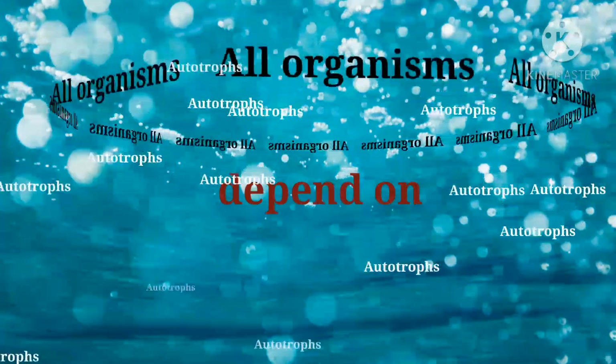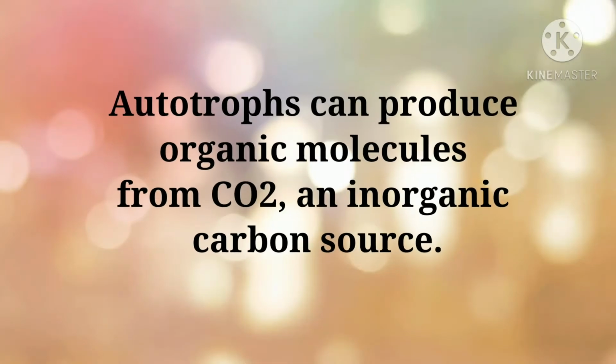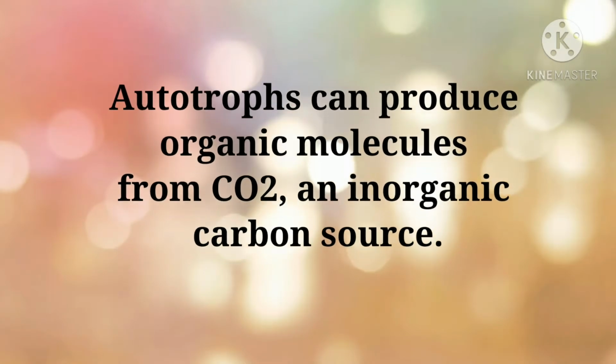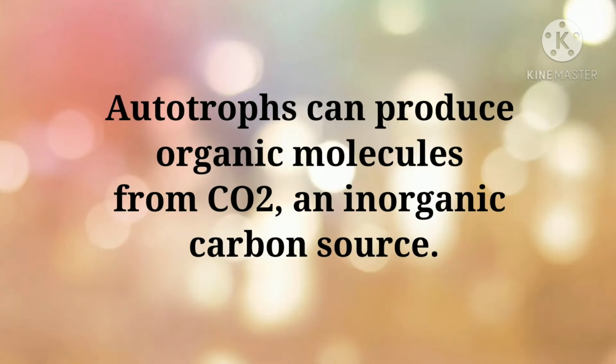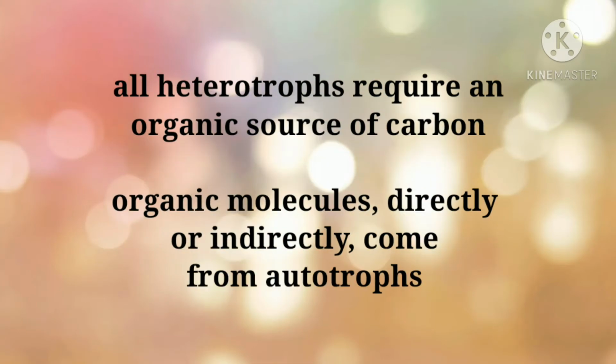All organisms depend on autotrophs. Autotrophs can produce organic molecules from CO2 and an inorganic carbon source. All heterotrophs require an organic source of carbon. Organic molecules, directly or indirectly, come from autotrophs.